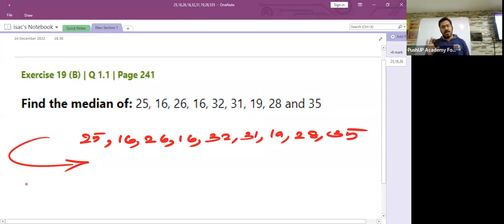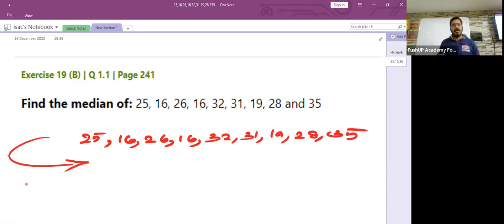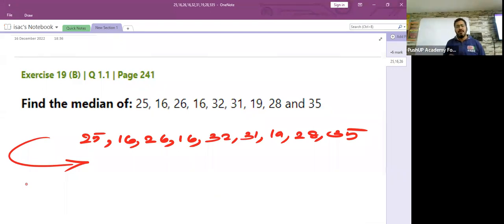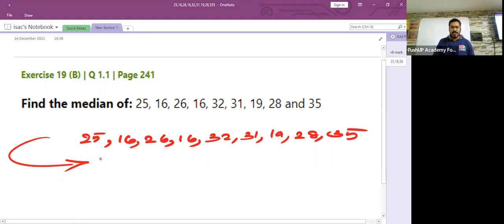Now, if you ask me, sir, if you are giving me two options, which option should I select? I am asking you to either arrange all these raw data into ascending order or descending order. So I am throwing two different options in front of you. Should I go for the ascending order or should I go with the descending order? I will personally recommend you to go with ascending order. So can you please arrange all these observations in the ascending order?